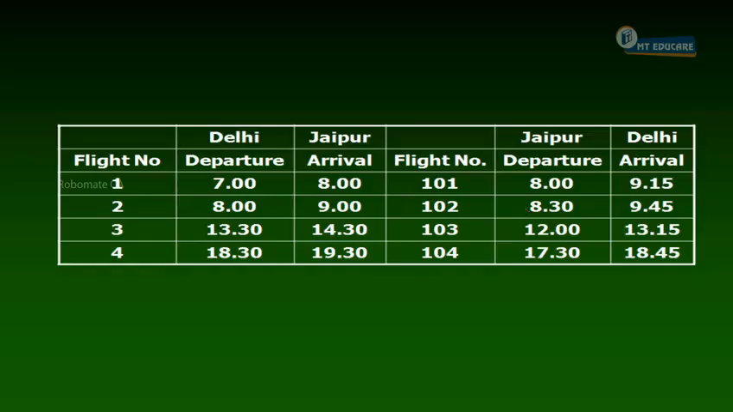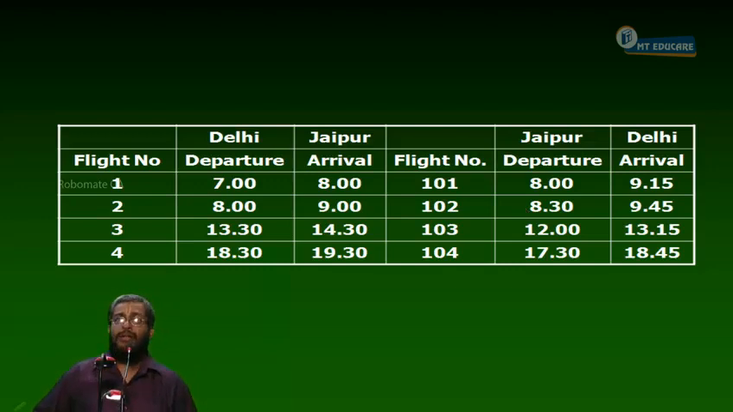Shall we start? Now, let us understand what the question requires. More clarity will be obtained as we progress into the formulation area. See, flights are shuttling from Delhi to Jaipur. We have to pair the flights.